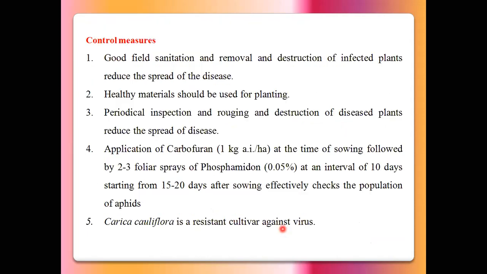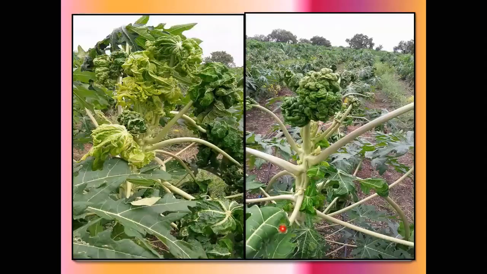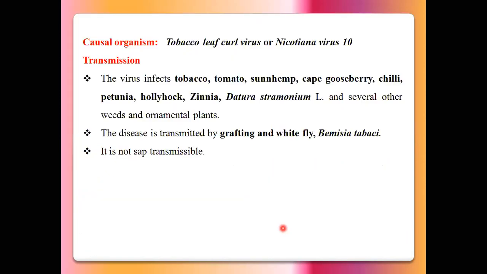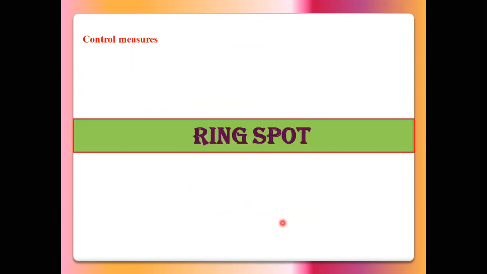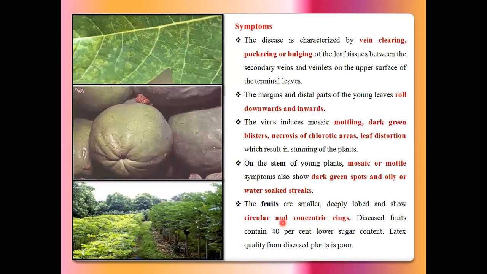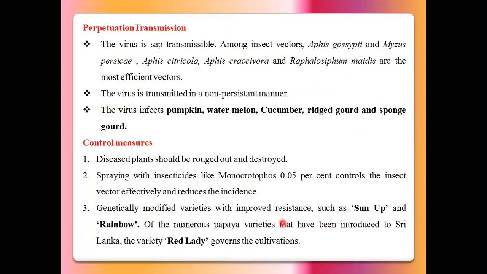Then we discuss the management points regarding the viral pathogens: the mosaic, leaf curl, and ring spot pathogens. Among the control measures, the most effective is that infected plants should be destroyed, even if seen in the nursery bed areas or in the main field areas. Immediately locate infected plants and burn them properly.